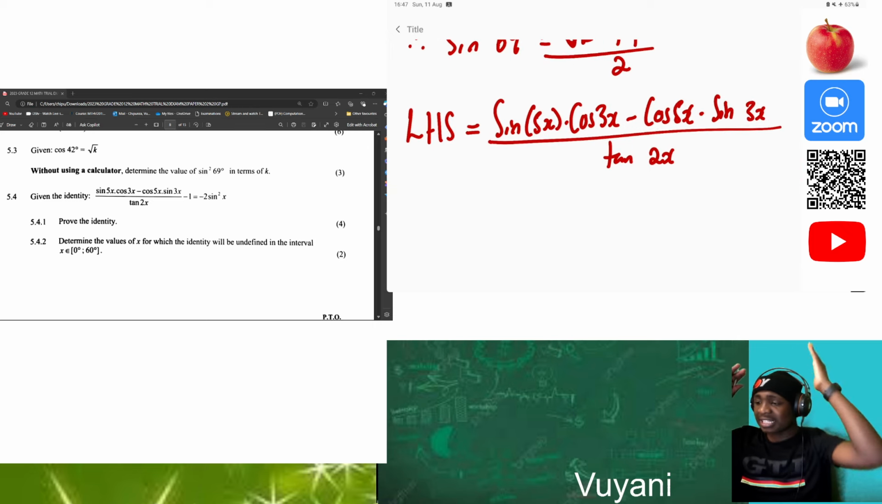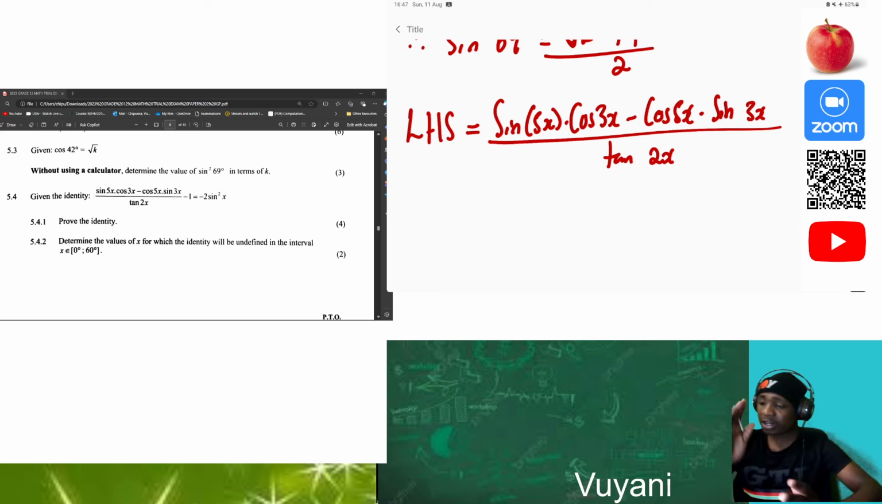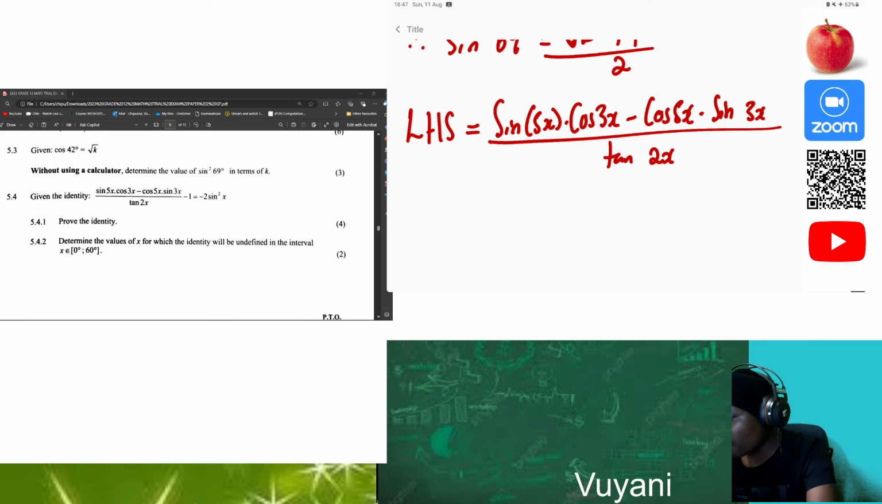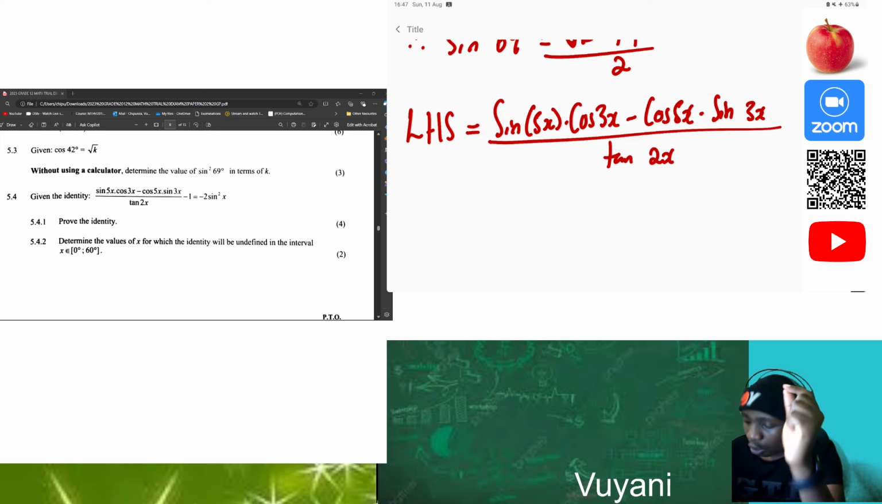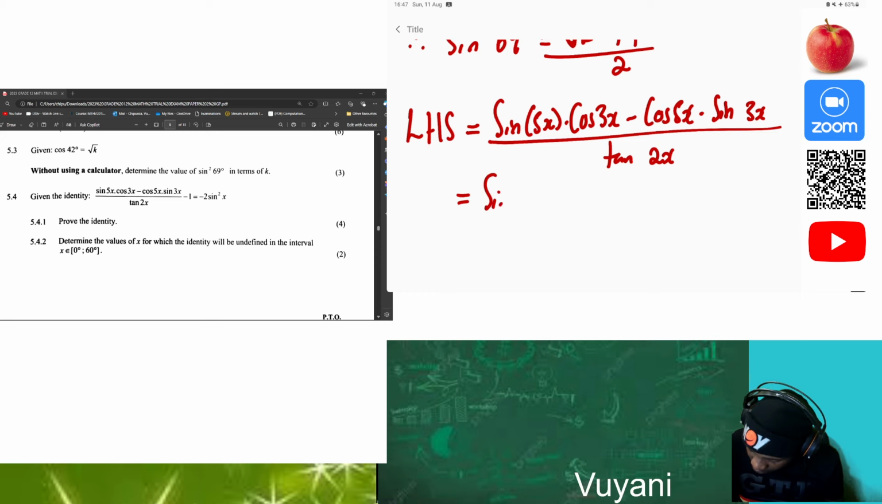So now we can see that this is sine cos cosine sine. Oh man, we have what we call compound angles. Since we have compound angles, you know that sine of A minus B is the same as sine times cos minus cos times sine. So this is the same as sine of 5x minus 3x, all divided by tan of 2x.